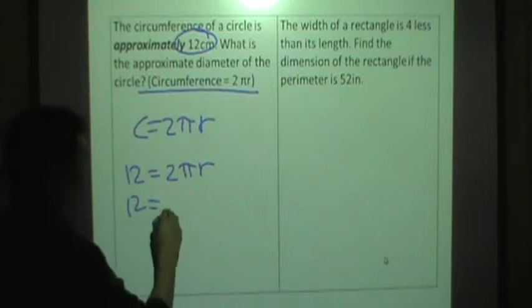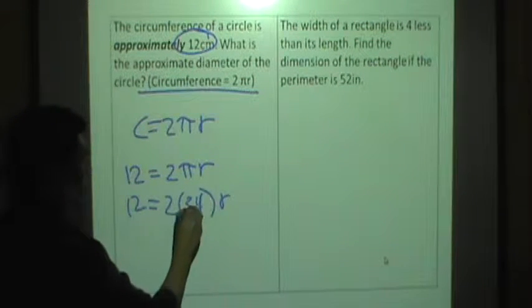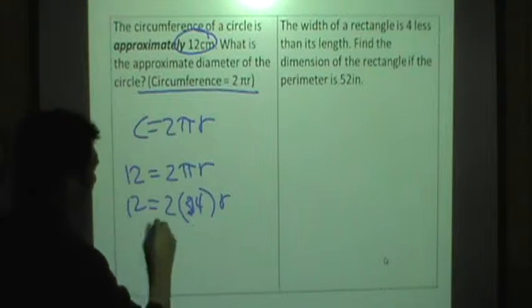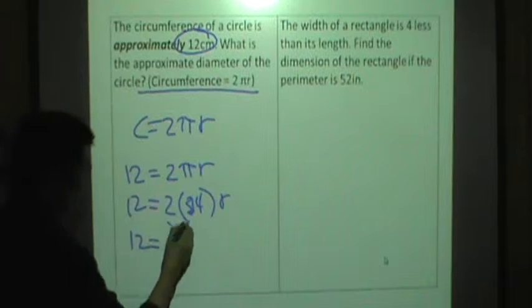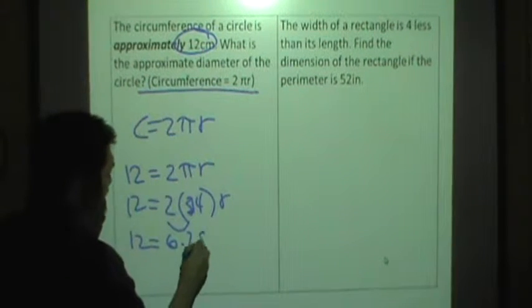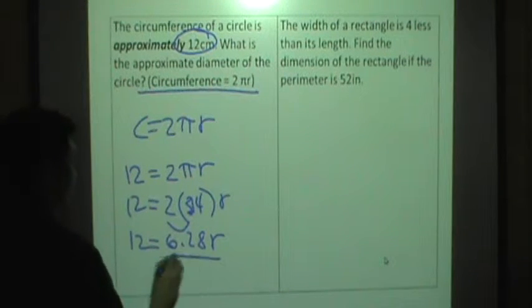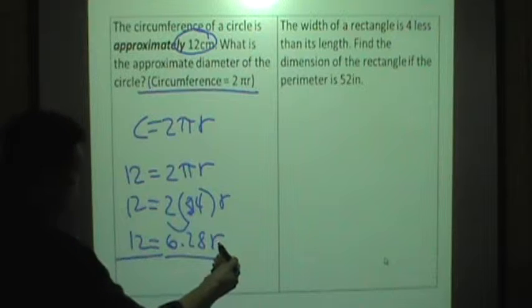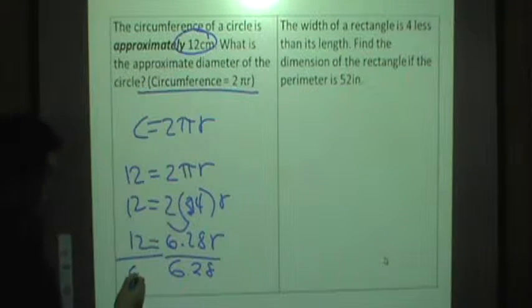Now you learned in middle school that pi is 3.14. So why don't we go ahead and multiply 2 times 3.14? If you use your calculator, it should give you 6.28. If you're not sure, you might want to verify that with your calculator. And then divide both sides by 6.28, because if you're solving for r, that means we need to get rid of that 6.28.